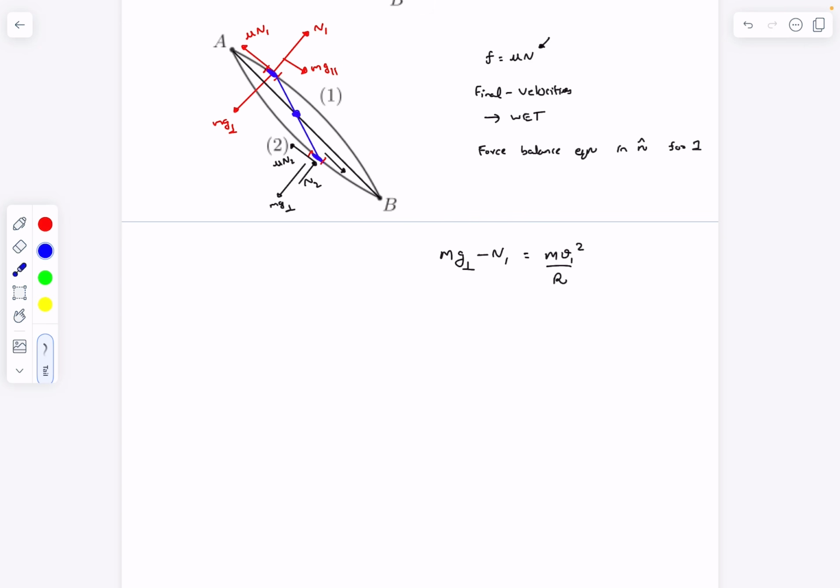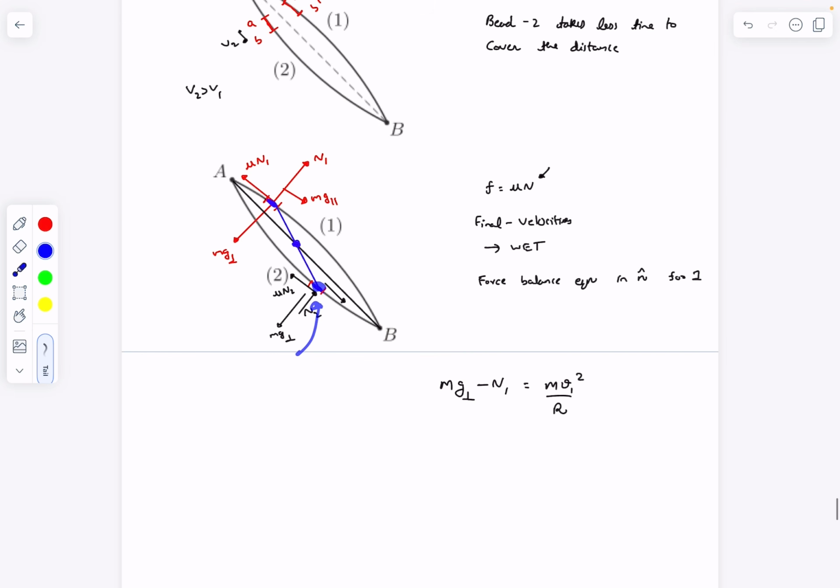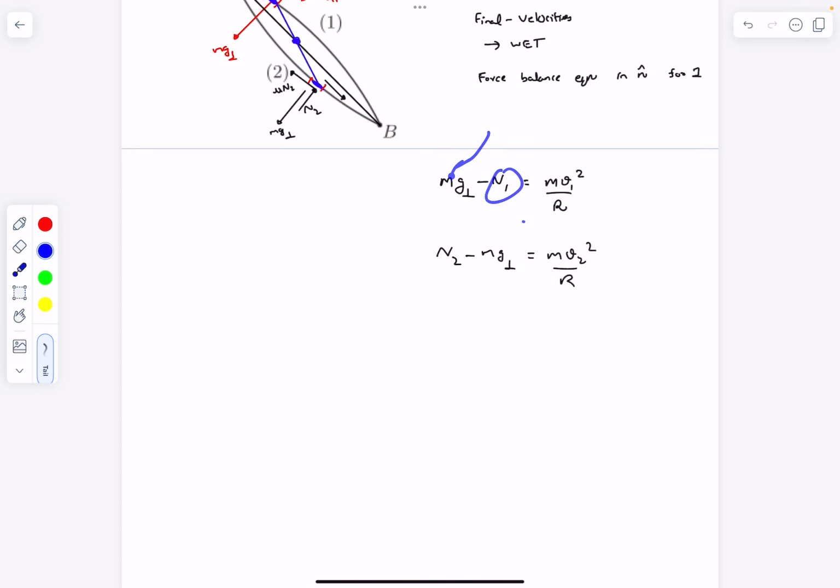Okay. So now if I similarly write the equation for the bead in path 2, here you can see that the center of curvature lies on the upper side. It lies over here. So here it's going to be N2 minus mg perpendicular equal to m v2 square by r. And here obviously the speeds are going to be different, guys. From here, N1 is going to be mg perpendicular minus m v1 square by r, whereas N2 is going to be mg perpendicular plus m v2 square by r.